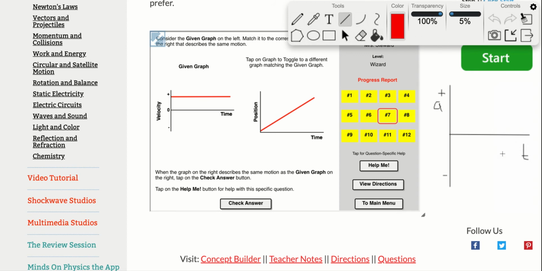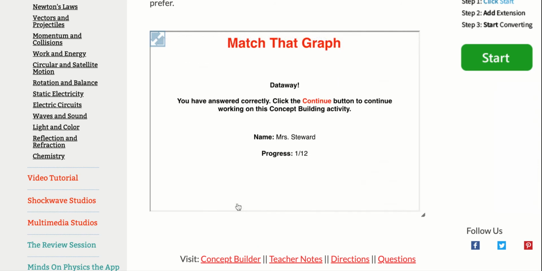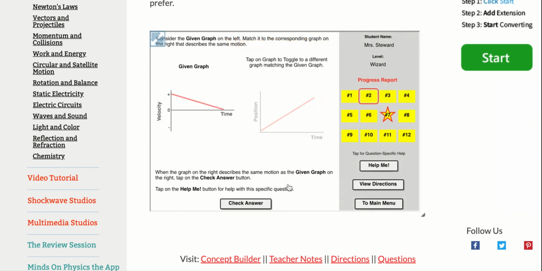So I will just go down here. That will be my slope of 0. You can do it in another color like I did. And that is my answer for the acceleration graph for this situation. Let's do another one, just because that's kind of easy. So check answer. You'll see that it says right away, yay, we got it right. And so we're going to continue.